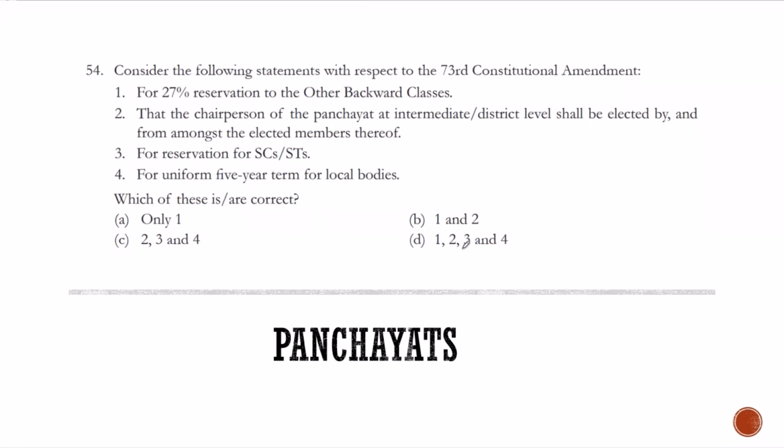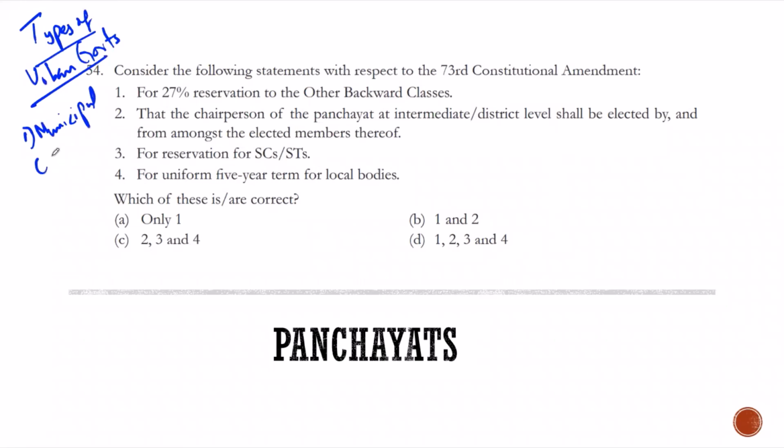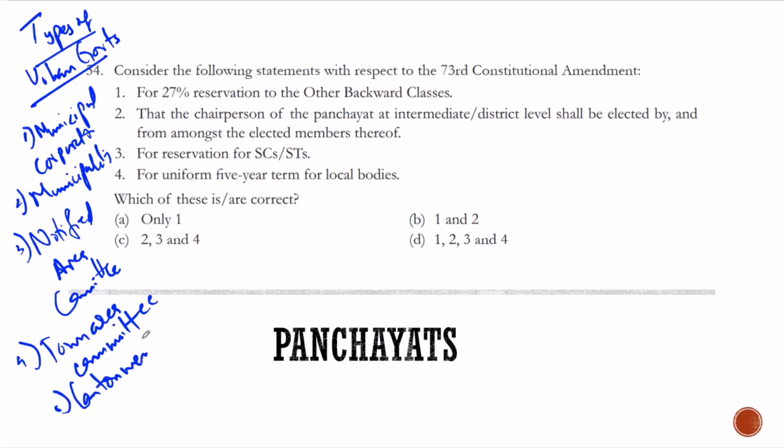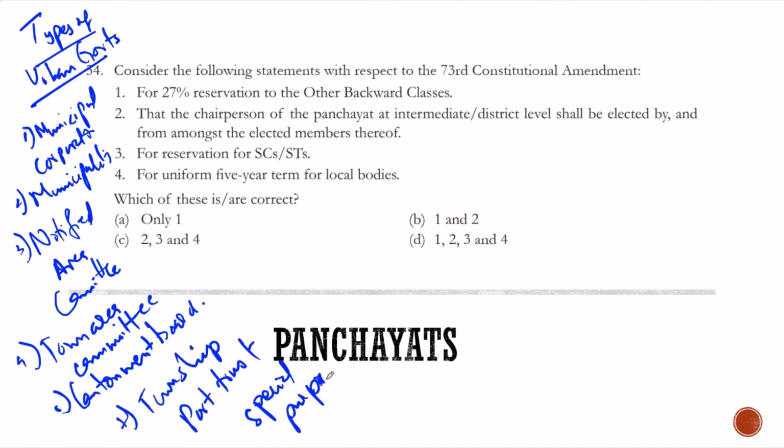Can you open that chapter, the municipalities chapter? I think it will be called urban local governments in your book. Do you see types of urban governments? Municipal corporation, municipality, notified area committee. Are you guys able to see this? Cantonment board, township, port trust, and an SPA, special purpose agency. Just go through these extra as well.